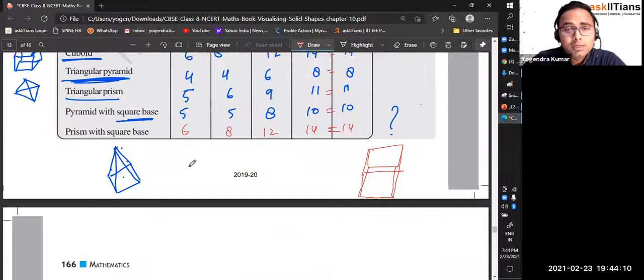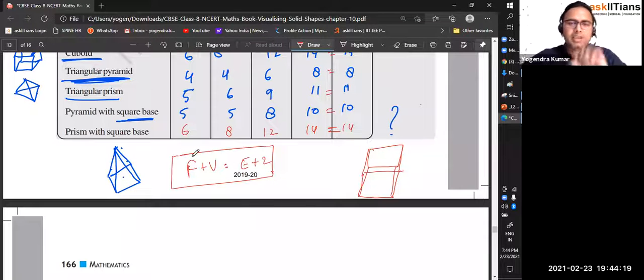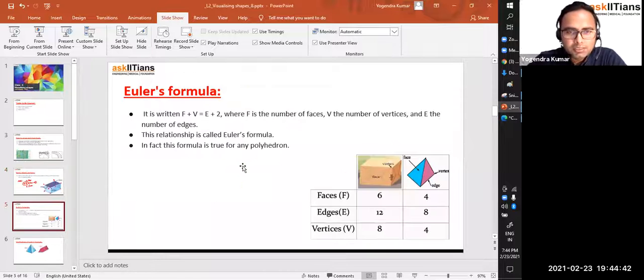And guys, this is actually Euler's rule. F plus V is equal to E plus 2. This is what Euler suggested: the sum of faces plus vertex will always be greater than the number of edges by 2, right? This is what you need to remember. So this is the rule we are going to see next.